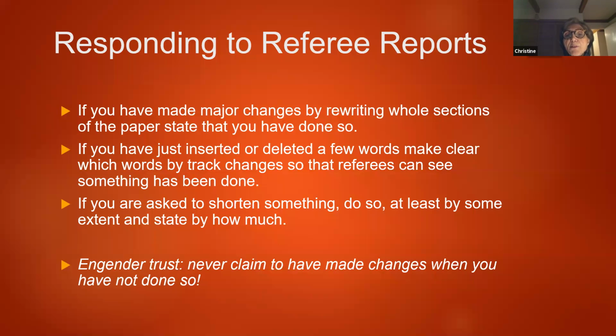Engender trust. Never claim to have made changes when you have not done so. Unfortunately, I'm amazed, sometimes I've gotten papers back that were not changed at all. I don't know if the author assumed we didn't look at them, or we didn't care, or they just assumed that we would publish it and trust that the changes were made. Well, that never happens. Every paper that has been reviewed, where the author responds and it's resubmitted, we always look at that. That's key. So I don't know why, and it happens. I'm sure both Richard and Nan have gotten papers back that had no changes. What?